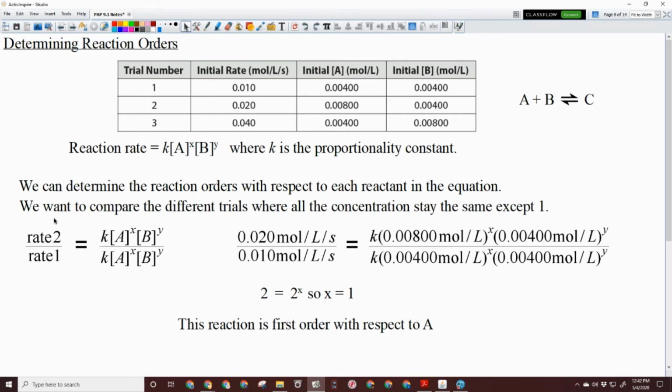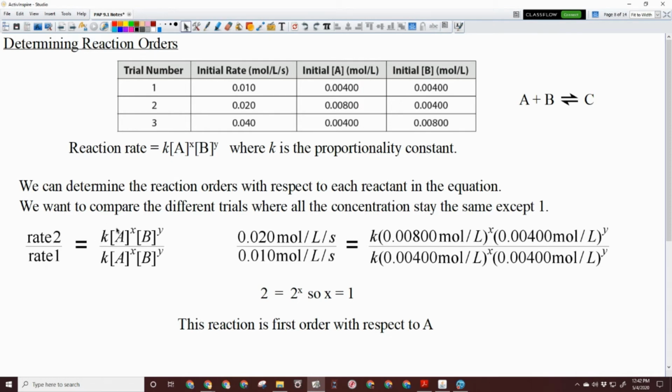All right, so here's how we do that. We take rate 2, which is 0.020, over rate 1. Okay, so we're taking a proportion here. Rate 1 is where they're both the same, and rate 2 is what's changing. So it's 2 over 1.